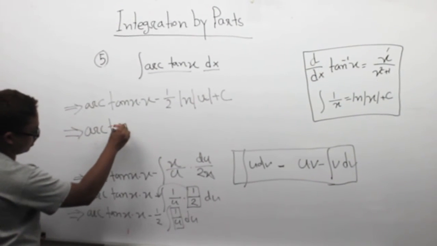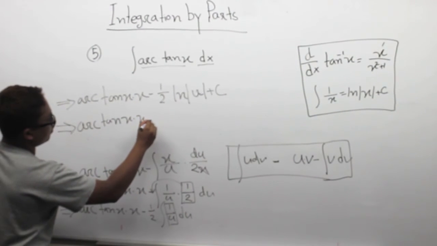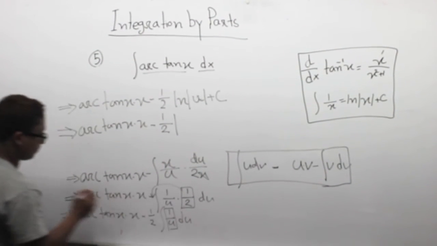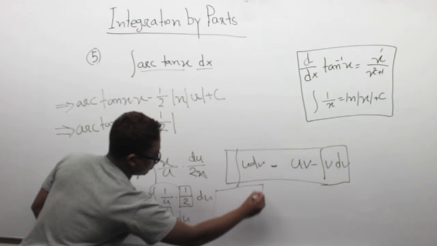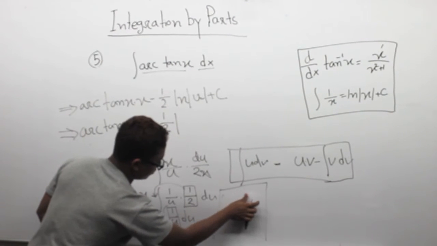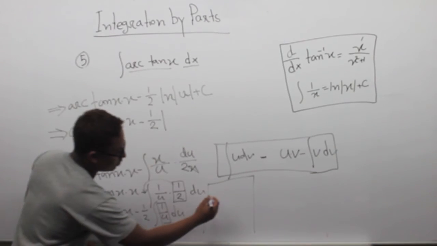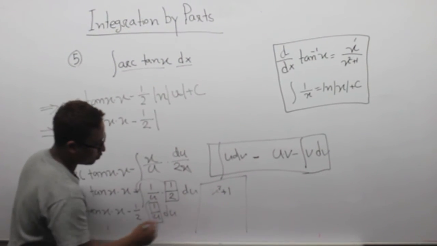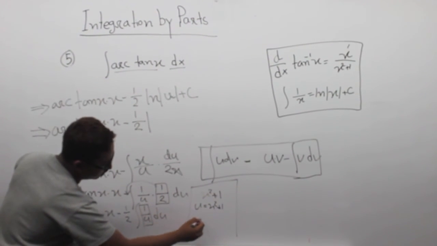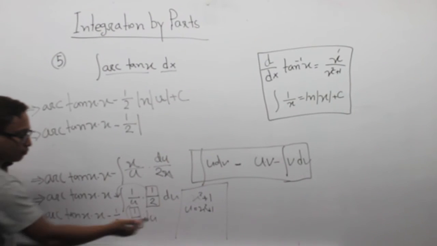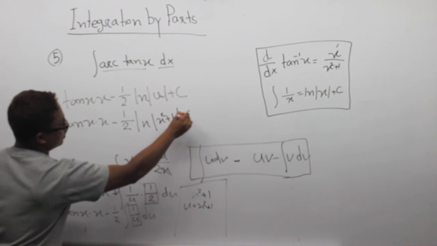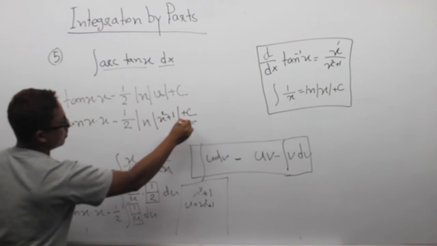So it's going to be arc tangent x minus half ln, and our u used to be x square plus 1. So we took u as x square plus 1, and then we did all the procedure. Now we're going to put back our u: ln of x square plus 1, plus c. So this is our final answer for this problem.